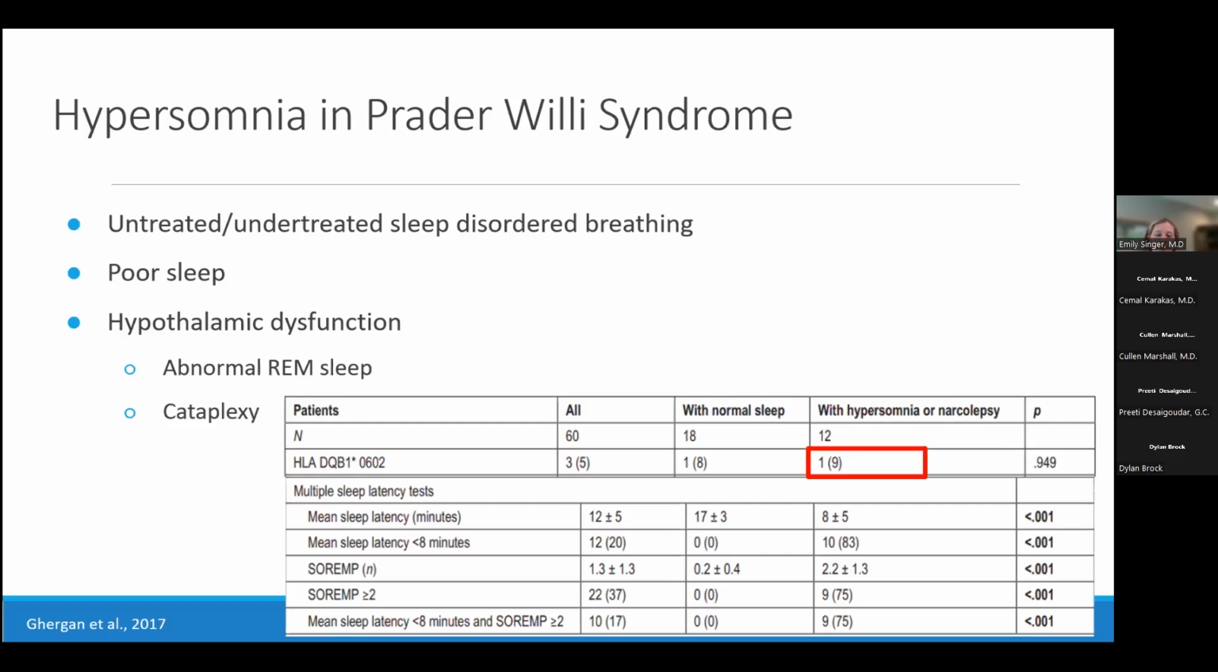This was a study that looked at 60 kids with PWS, and out of 12 of them, only one had the HLA subtype, and actually one of them with normal sleep had it as well. So it's not more common when having secondary narcolepsy. And then also in primary narcolepsy, one of the hallmark findings is very, very low CSF hypocretin or orexin. And when we study kids with PWS and obtain CSF, we don't find that low hypocretin or orexin.